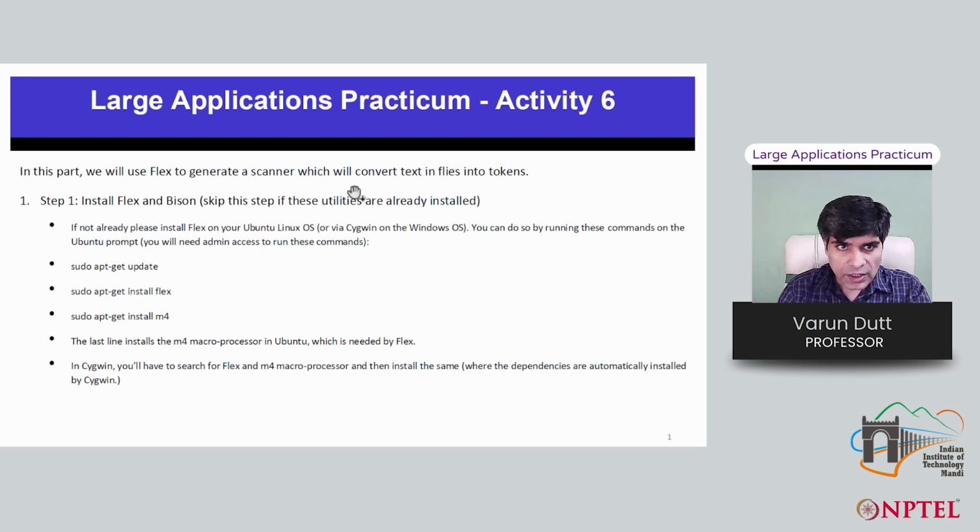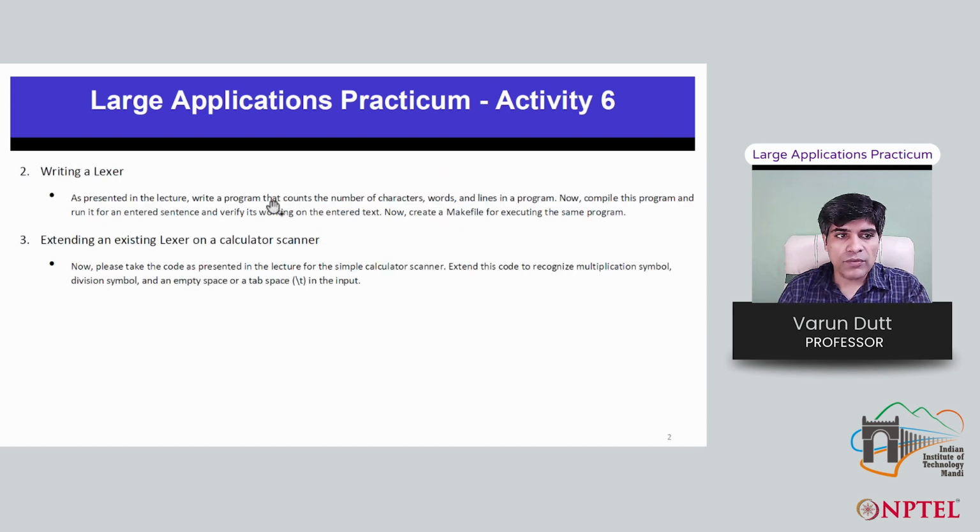So now we will get to the activity of this lecture, and in this activity we are going to look at how Flex works. First install Flex. So you do apt update, install Flex, and also install the M4 macro processor. Typically it's used in Ubuntu, and if you're using Cygwin, which is another emulator, you can do so. Otherwise you can use the Linux built-in application in Windows, like I showed you in the previous lectures while discussing the make utility. What we need to do is write the program given in the lecture for counting characters, words and lines in a program, compile this program and run it.